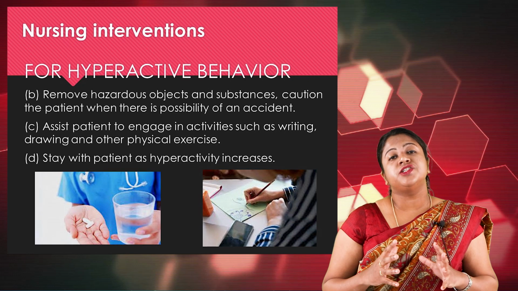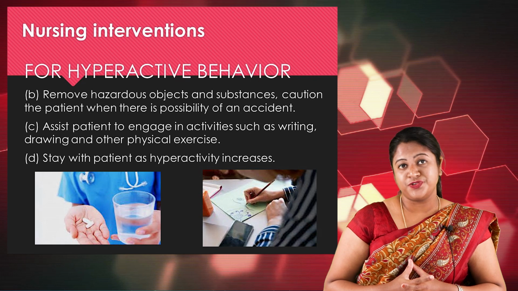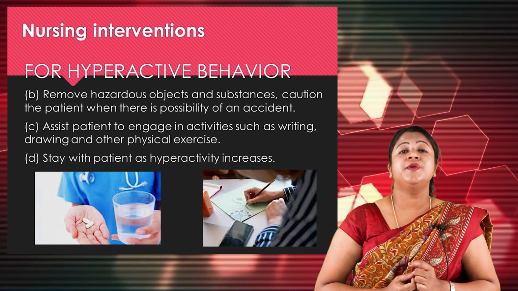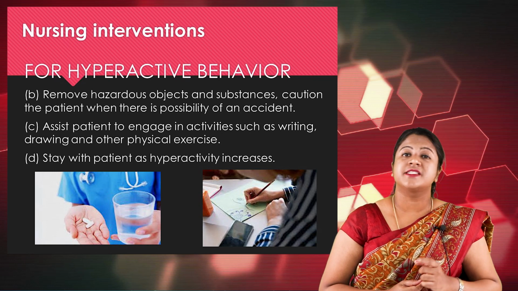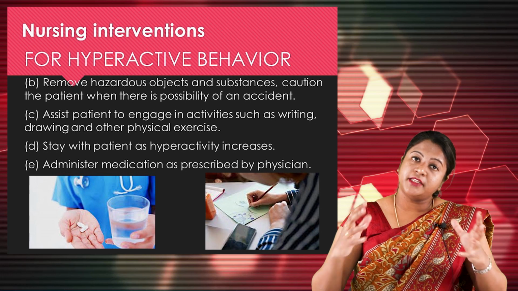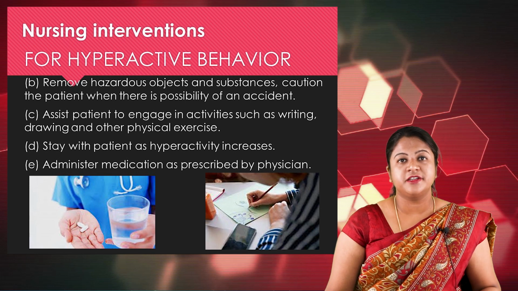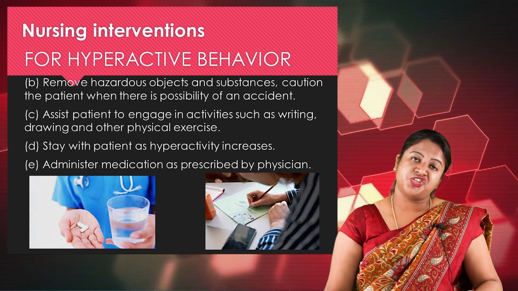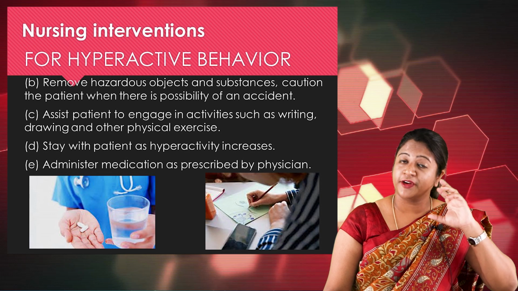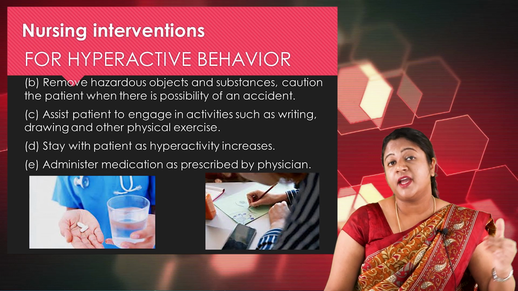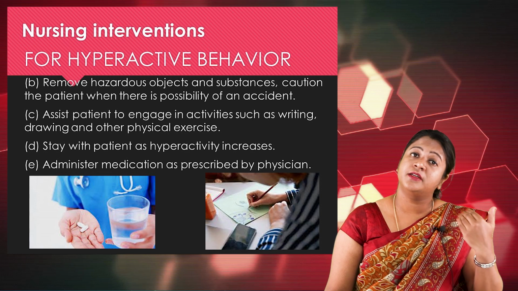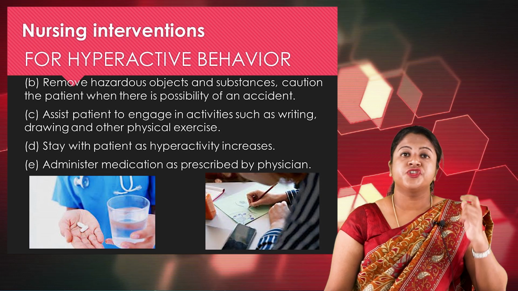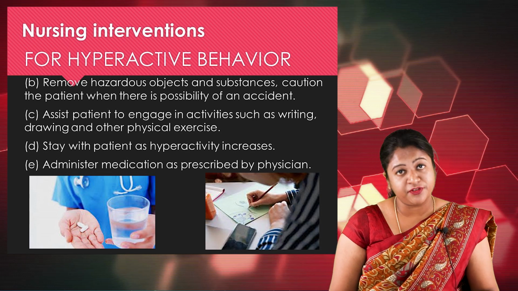Next thing is, as a nurse, you shouldn't get anxious. You shouldn't become very much anxious when you see such kind of hyperactive behavior. See to it that you stay with the patient as his hyperactivity increases. Another important responsibility is you administer the medication as per the prescription. There are some medications when the patient becomes very much hyperactive or aggressive. To calm down the patients, we may have to administer sedatives. So under the prescription order, you are required to administer the medication. So these are some of the interventions for hyperactive behavior.